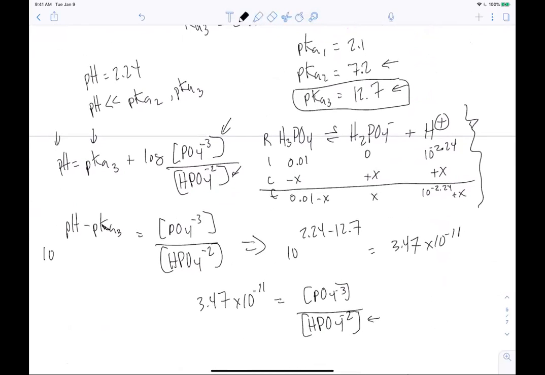Yeah. Ka1 is definitely really large relative to the other ones. So H plus concentration should be the same as the phosphoric concentration, the first concentration. It's not that large, though. Yeah, sorry. Yeah, so sure. It won't be on the exam. How about that?